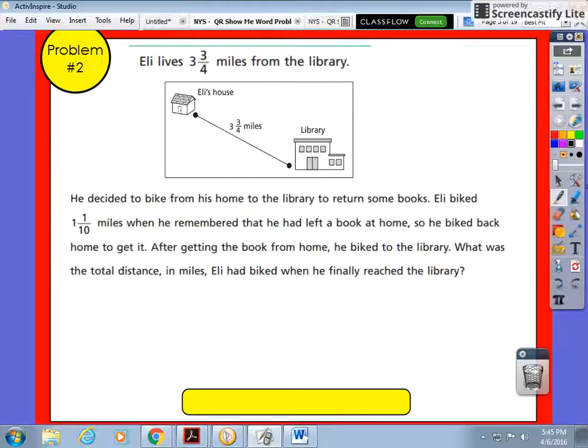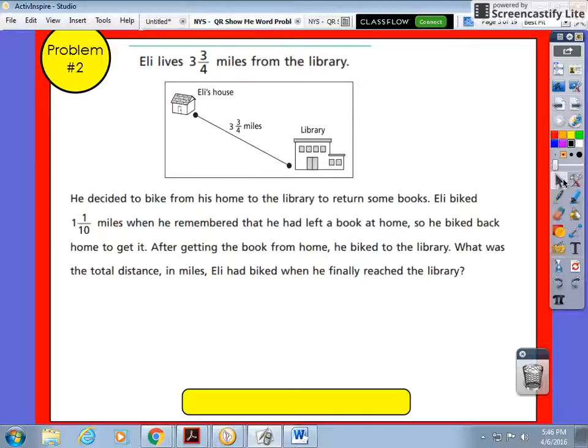It says, he decided to bike from his home to the library to return some books. Eli biked 1 1/10 miles when he remembered that he had left a book at home. So he biked back home to get it. After getting the book from home, he biked to the library. What was the total distance in miles Eli had biked when he finally reached the library?